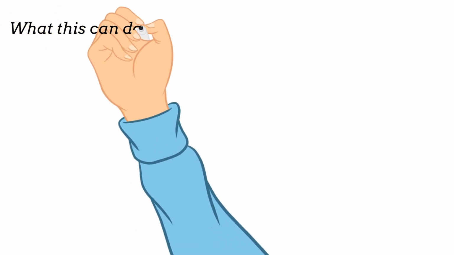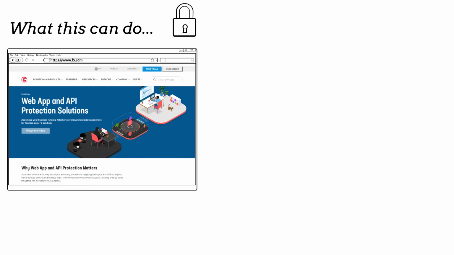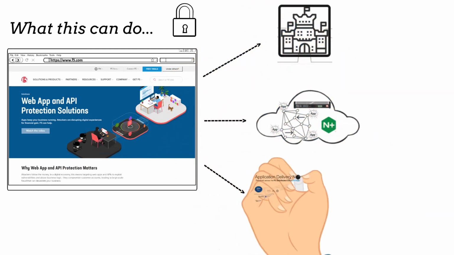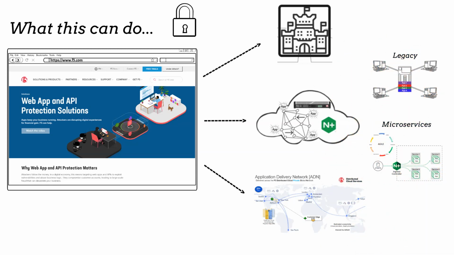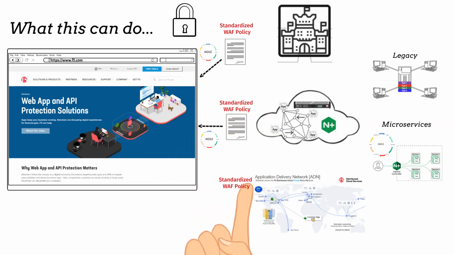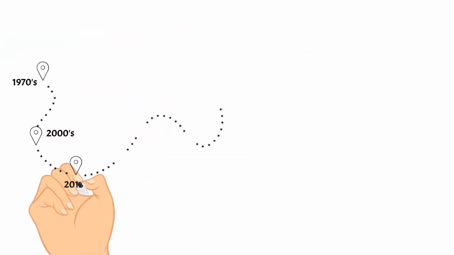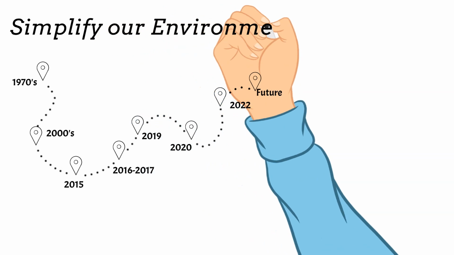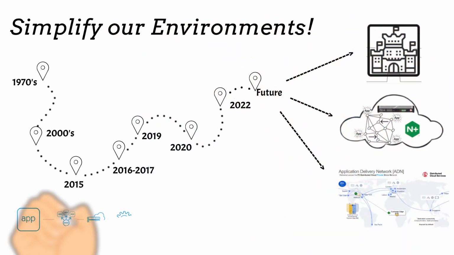What this can do for you and your organization is secure and deliver extraordinary digital experiences with F5 on-prem, in the cloud, and in our SaaS environment for your legacy and microservice applications, with the ability to streamline the deployment process of the application security configurations using one WAF. And we are just getting started on a new path of our journey with the intent to simplify our environments, like we did with one WAF, for easy deployment across all those use cases.